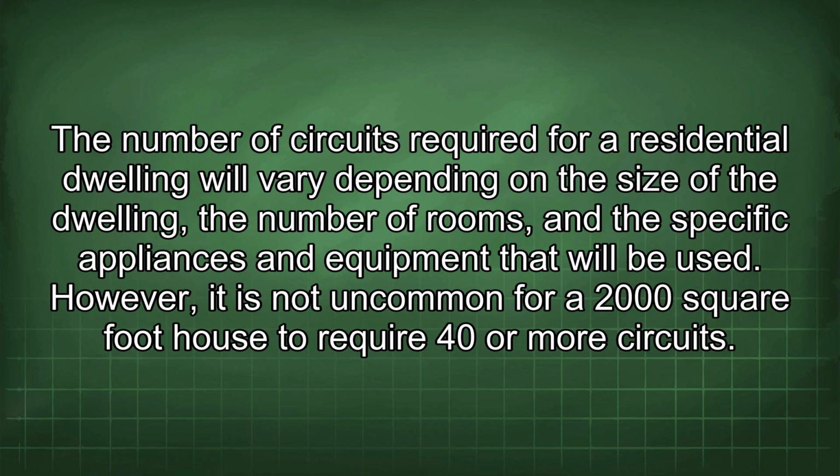The number of circuits required for a residential dwelling will vary depending on the size of the dwelling, the number of rooms, and the specific appliances and equipment that will be used. However, it is not uncommon for a 2,000 square foot house to require 40 or more circuits.